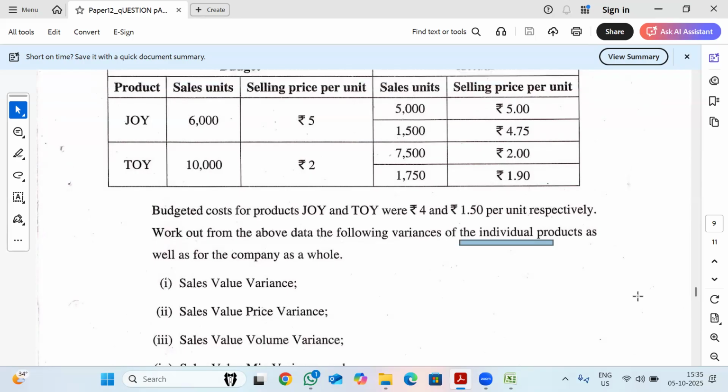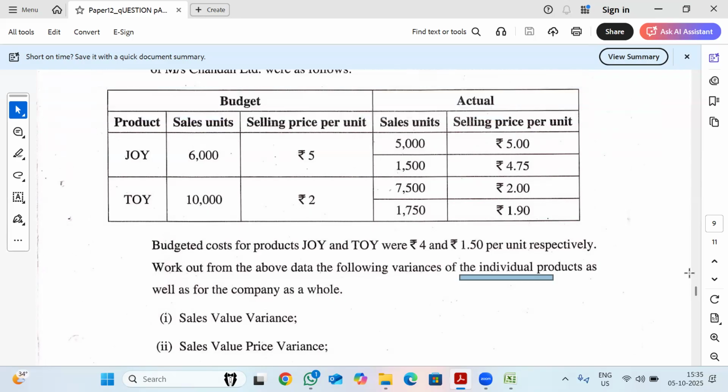Now, here, the trick is, usually we will be having one actual sales price, right? But in this problem, we have two selling prices. So actual sales for Joy is for 5 rupees, where we have sold 5,000 units, and for 4.75, we sold 1,500 units. So now I need to calculate by combining both of these.